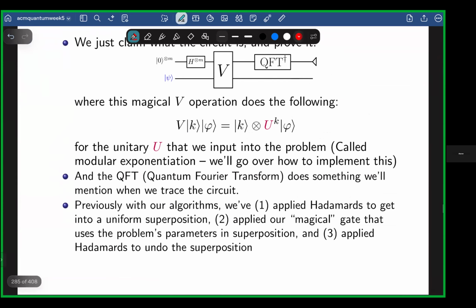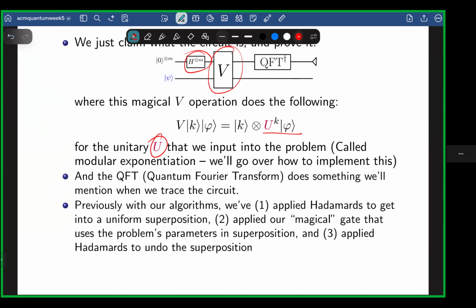Let's contrast this to previously, like the Deutsch-Jozsa algorithm, for example. In the Deutsch-Jozsa algorithm, the first thing we do is apply a layer of Hadamards to get superposition. We're still doing that right here. And then the second thing we do is apply our oracle, which encodes some information about the input in superposition. And then third, we apply Hadamards again to undo the superposition. Here, this V indeed does encode some information about the input because our input is U. That's why I colored it, so you remember that's an input.